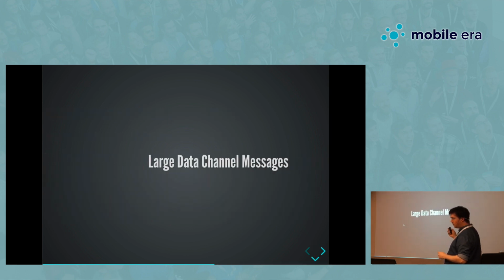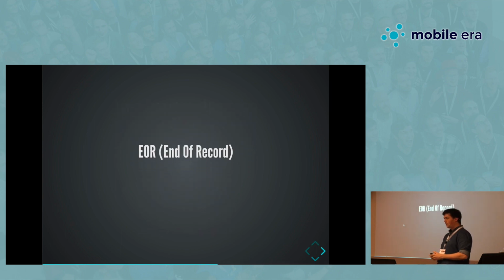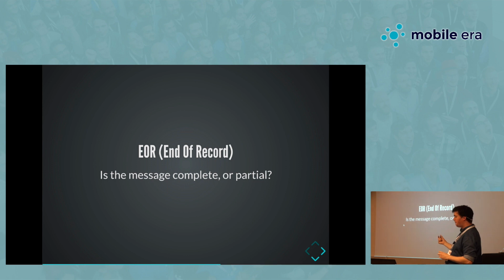But why couldn't you send large messages? Why were you limited to 64 kilobytes? Why can't you just send that entire file? That doesn't make any sense. Let's talk about large data channel messages. And it's due to something called end of record. That is just an indication on each message being sent of whether it's partial or complete.